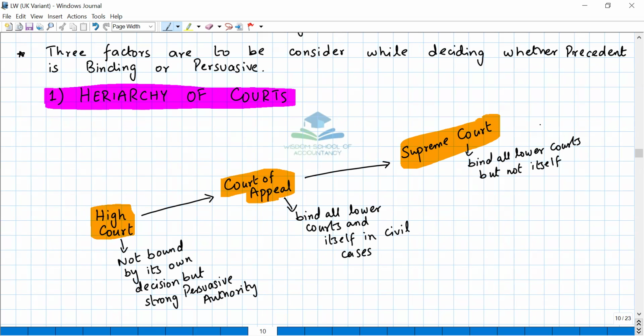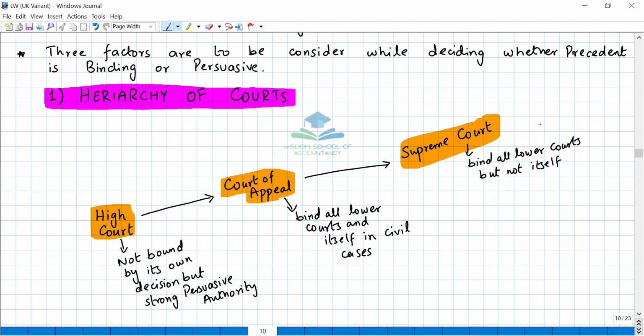While the High Court is not bound by its own decision, it is a strong persuasive authority. It means that the decision made by the judge of the High Court is persuasive on the lower court judges, county court, magistrate court. It's not mandatory for them to follow, but they can take help from that. Persuasive basically means it's not mandatory to follow that decision, but you can take help from it. So the High Court is a strong persuasive authority.